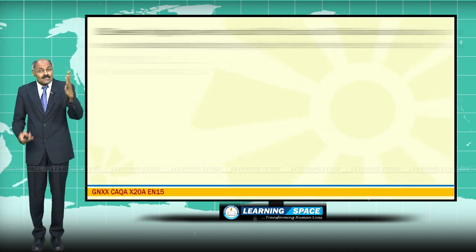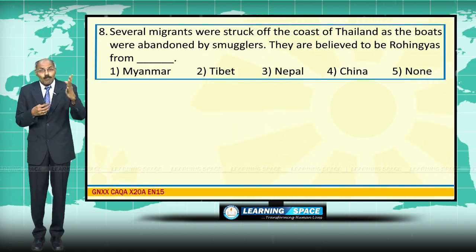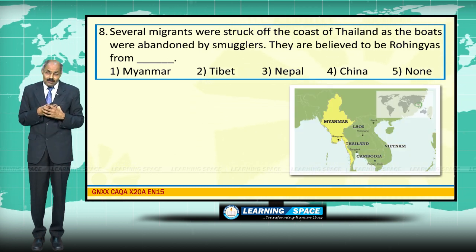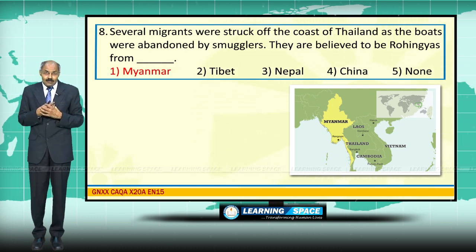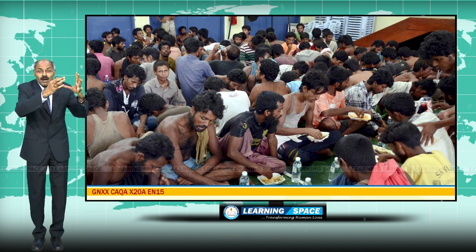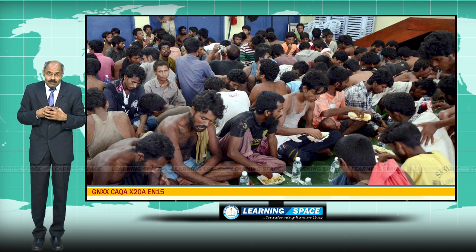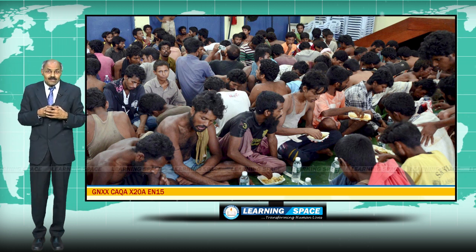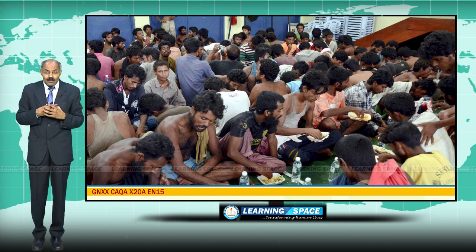Please look into the next one. Several migrants were stranded off the coast of Thailand as the boats were abandoned by smugglers. They are believed to be Rohingyas from Myanmar. There is a big humanitarian crisis. Thousands of Rohingyas are migrating from Myanmar in boats. Smugglers operate these boats, and human trafficking is going on because Rohingyas have got no civil rights in Myanmar.